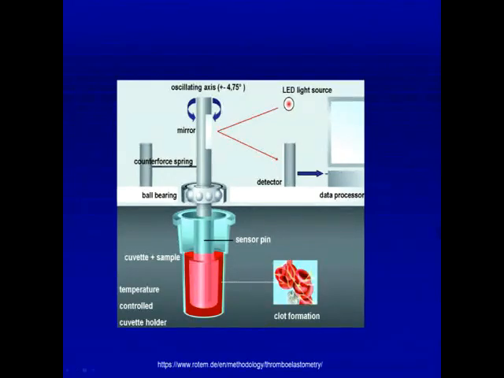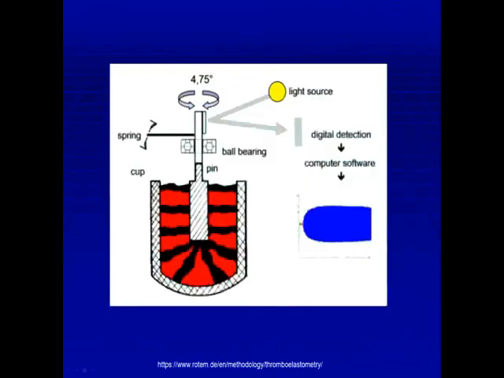It's not really letting me use the cursor here, but you can get a sense of what's happening. Those black lines there are supposed to depict fibrin strands and clot formation, and you can see that as that occurs, the amount of rotation on the pin is restricted, and that is what's detected by the Rotem machine, which will then compute a graph for you. And that basically depicts clot amplitude versus time.